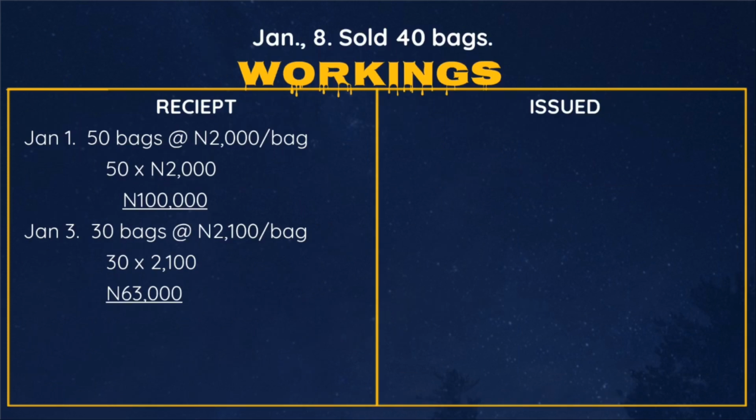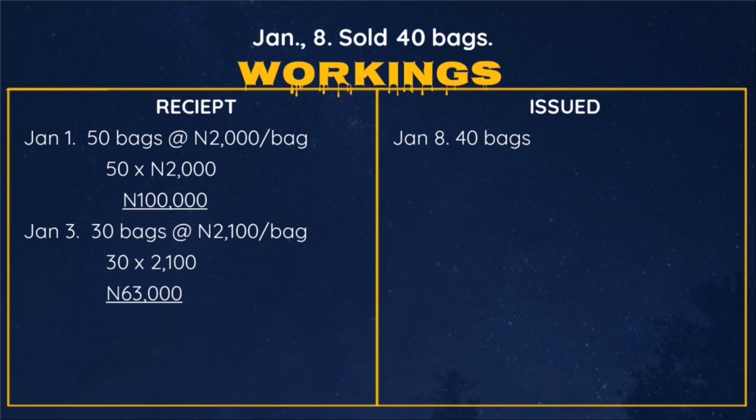Now let's item on January 8 sold 40 bags. Now let's pay attention under the workings. This time around they are selling. So just like I said, at what amount will the inventory be supplied out? January 8, 40 bags. Now let's look at our receipt side. The last inventory that I received into the store is the one that were received on the January 3rd, which is 30 bags of cement at 2,100 naira.